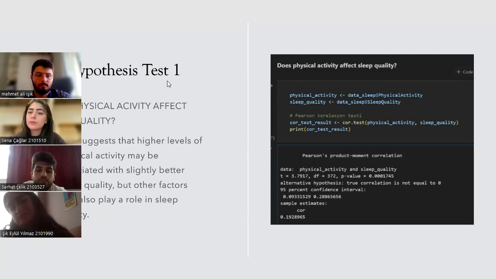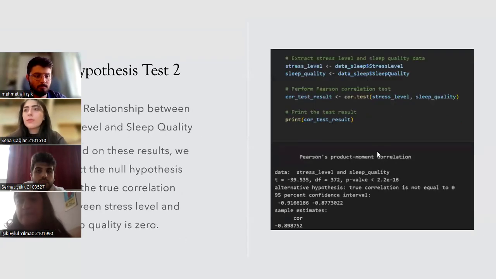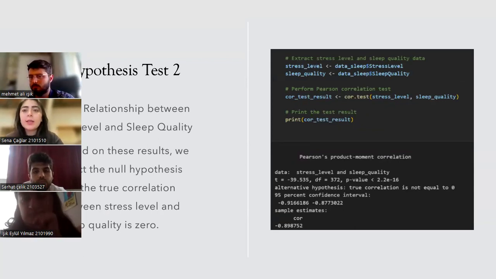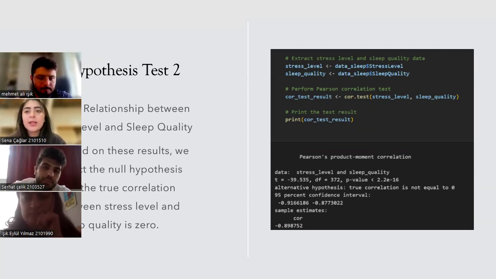Our hypothesis tests. The first hypothesis was: does physical activity affect sleep quality? Our code suggests that higher levels of physical activity may be associated with slightly better sleep quality, but other factors may also play a role in sleep quality. Hypothesis 2 is the relationship between stress level and sleep quality. Based on these results, we reject the null hypothesis that the true correlation between stress level and sleep quality is 0.